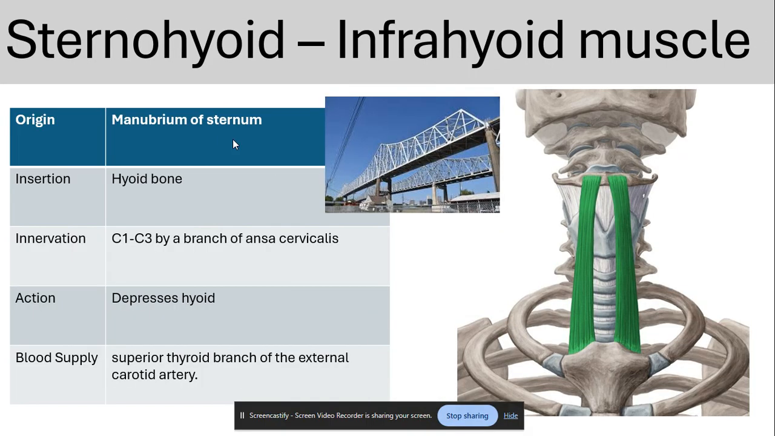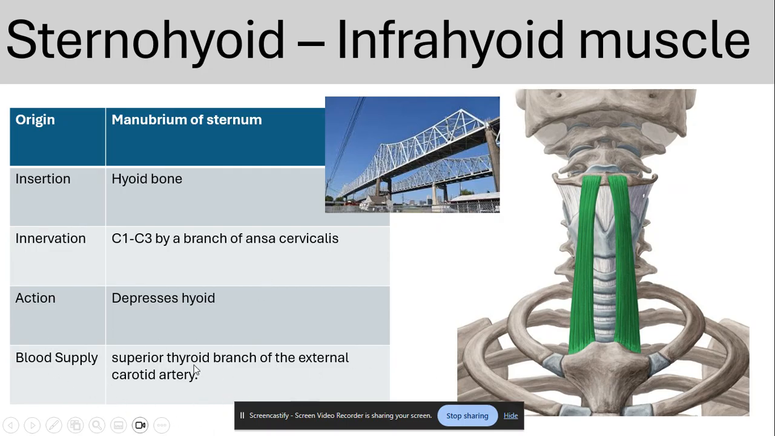Alright, sternohyoid is an infrahyoid muscle. Origin is the manubrium of the sternum, as you can see. Insertion is the hyoid bone. Innervation is C1 to C3 by a branch of the ansa cervicalis, right? Action is depressing the hyoid bone. So it pulls it down. Blood supply is the superior thyroid branch of the external carotid artery. Superior thyroid, because there's thyroid here.